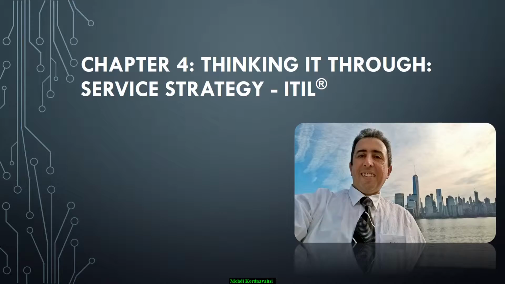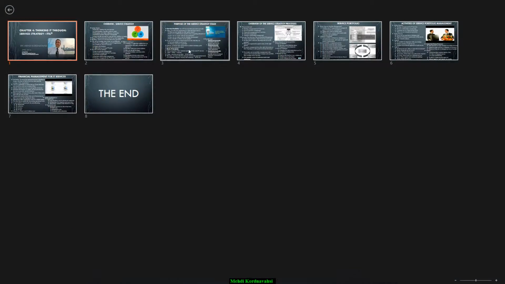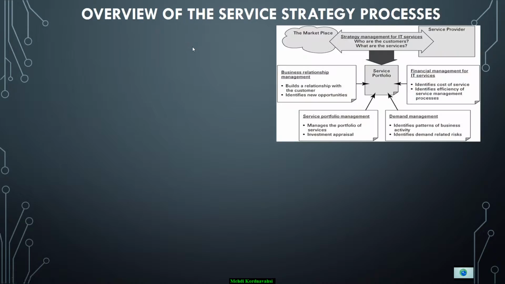This is the second movie of Chapter 4, Thinking EIT Through Service Strategy in the ITIL concept, or Information Technology Infrastructure Library. Let's start the second part with an overview of the service strategy processes.